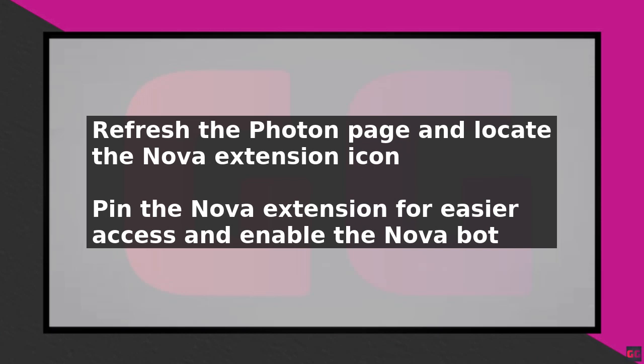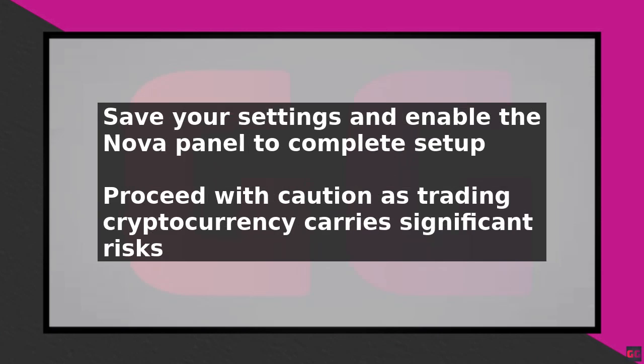Locate the puzzle icon representing your Chrome extensions. Find the Nova extension and pin it for easier access. Click on the Nova bot, enable it, and refresh your Photon page. You'll now have access to various presets for selling, buying, and other functions. Save your settings and enable the Nova panel to complete the setup.